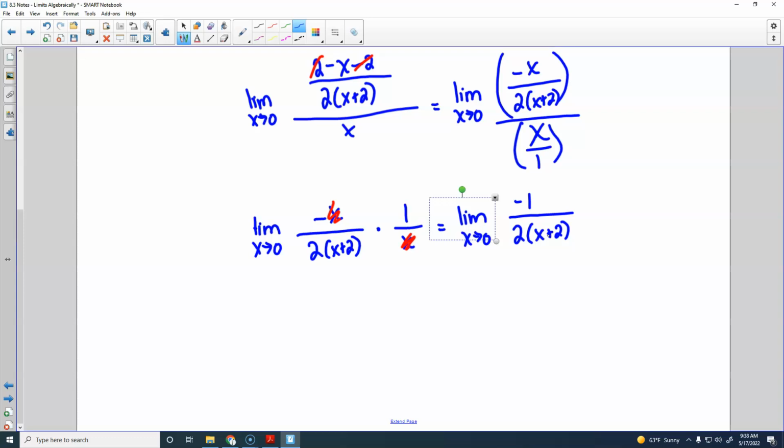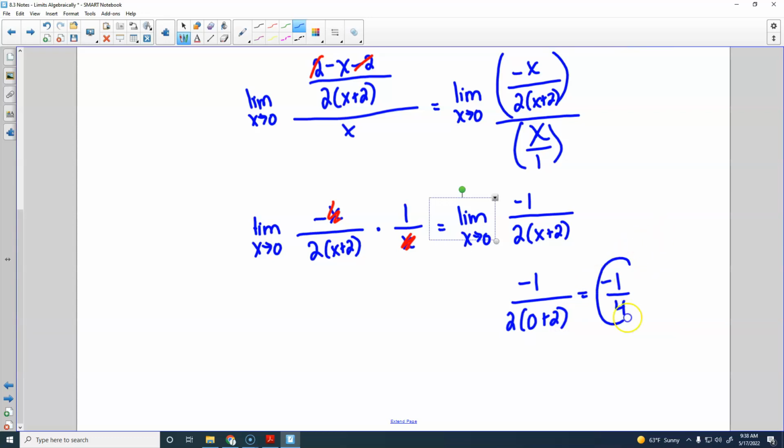And something just canceled. So when something cancels, that's your signal that it's probably time to try to plug in the number. So if I plug in the 0 now, I will get negative 1/4.